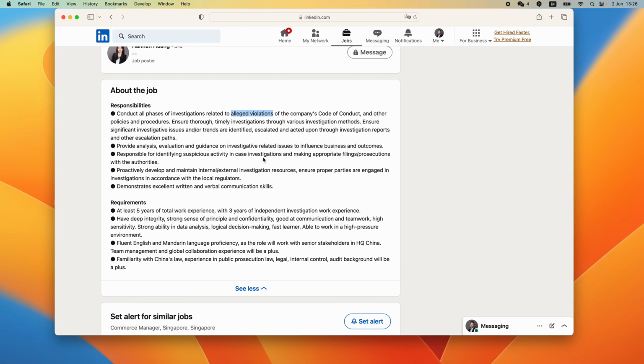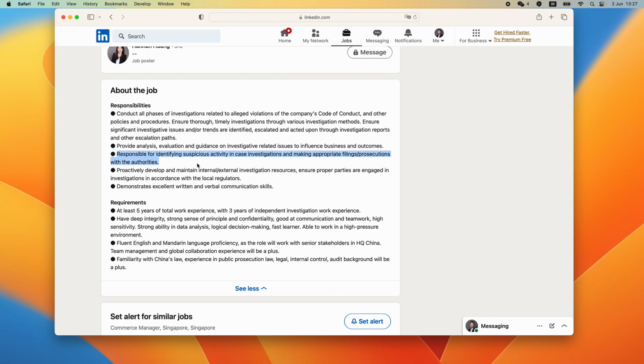Alleged violations. This is to provide analysis, evaluation, and guidelines on all of this workflow to investigative related issues to influence business and outcomes. Maybe related to code, maybe related to business, and all of these actors and all of these activities. Okay, the third line.